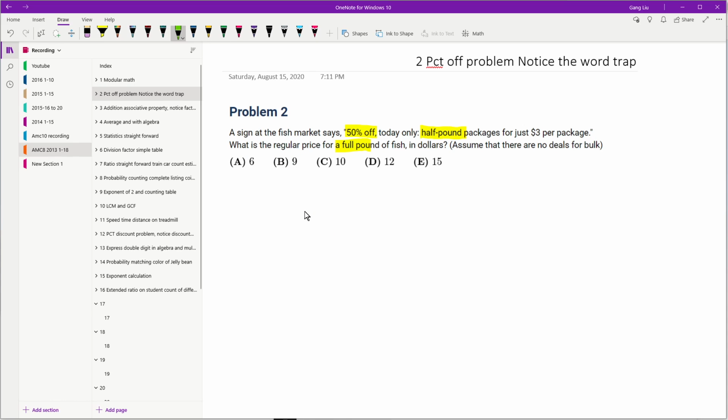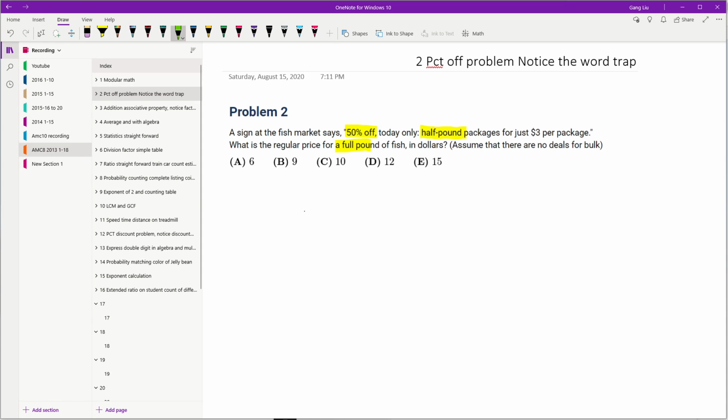Problem 2. A sign at the fish market says 50% off. Today only. Half pound packages for just $3 per package. What is the regular price for a full pound of fish in dollars? Assume that there are no deals for bulk.